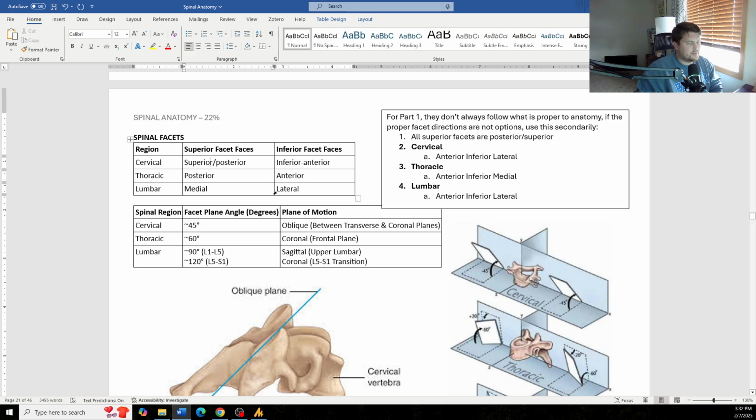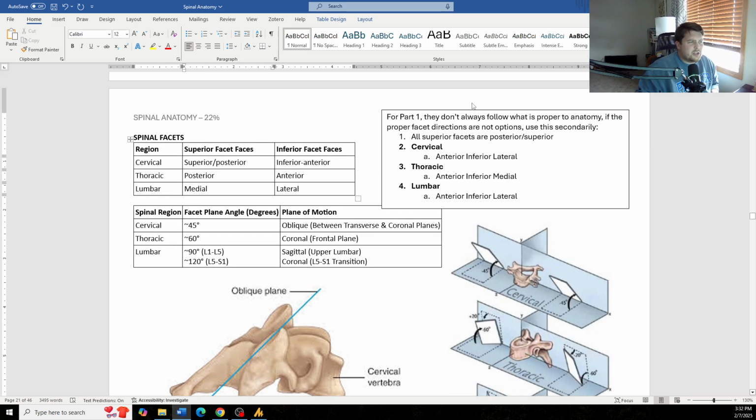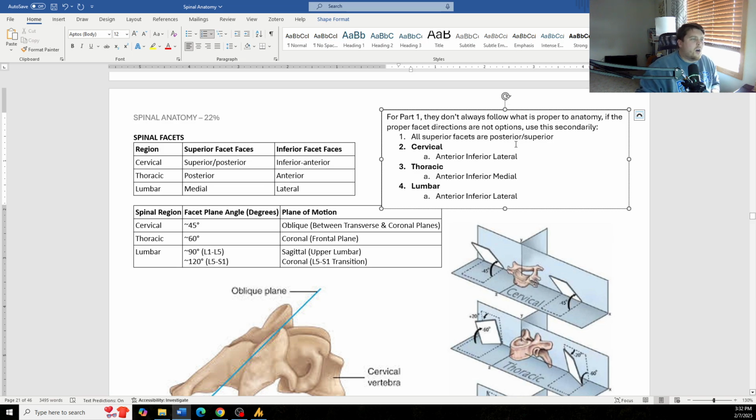The actual directions of the facets, this doesn't get asked super often, and it can be a little bit confusing just because of the way that they like to ask it. Specifically in part one, they don't always follow proper anatomy. The general rule that we will follow is that all of our superior facets are angled posterior and superior. That's the general rule boards follow, even though it's not the most accurate. That's typically what they say.